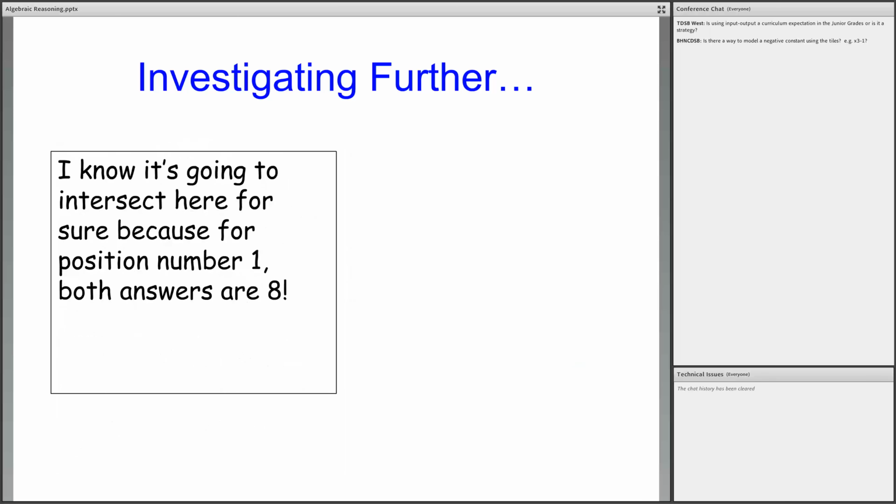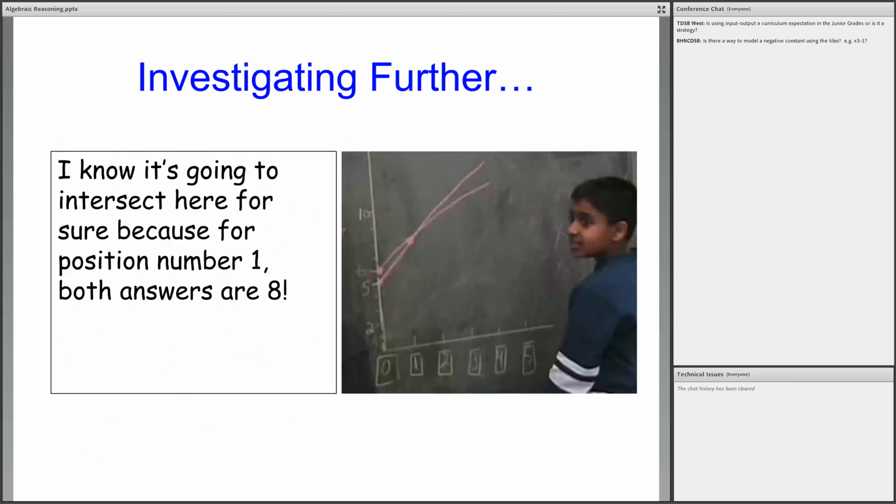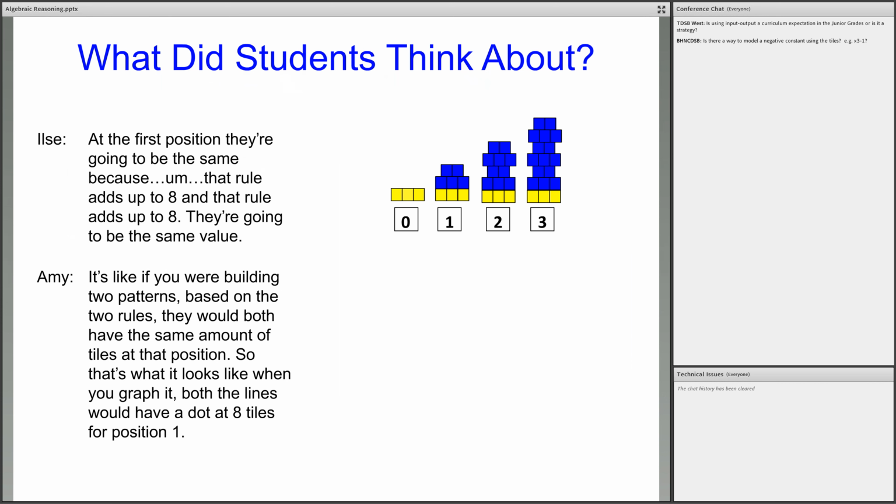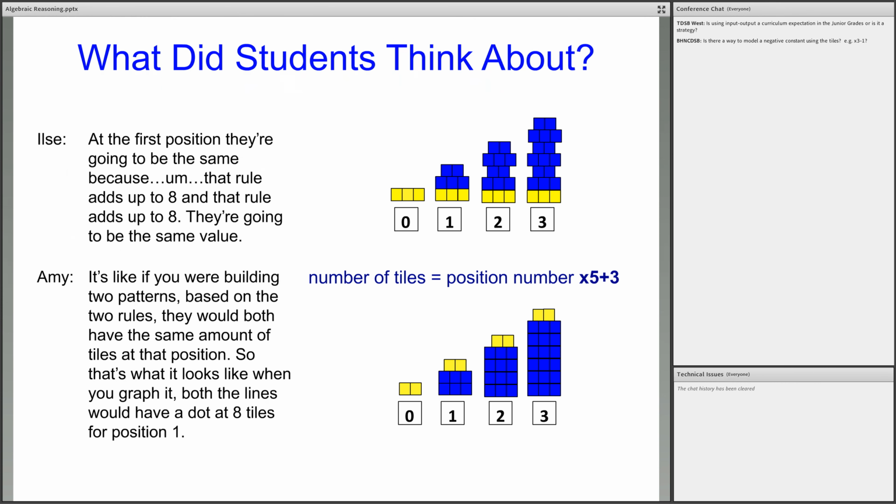And so the fact that he could then just extend those rules, he had this really nice sense about how those trend lines would work on the graph, how they would cross over there, but also the fact that one would start higher but have a less steep slope, and one would start lower but have a steeper slope. How some other kids thought about it is, again, they thought about it explicitly in terms of their pattern building, so visualizing what a pattern would look like and understanding that at position 1, they would have the same number of tiles.